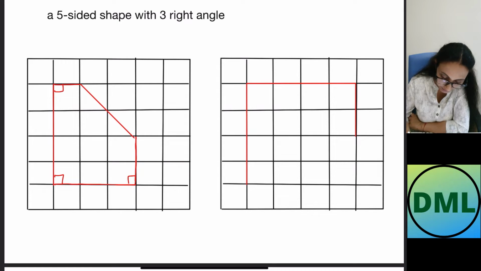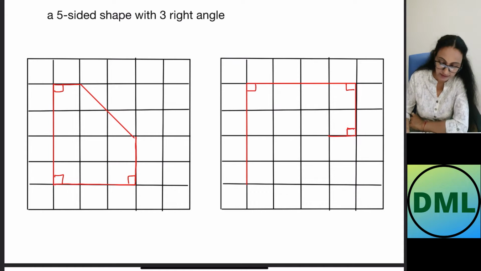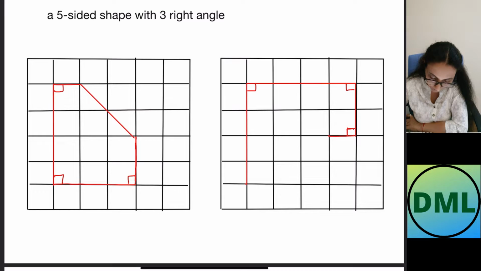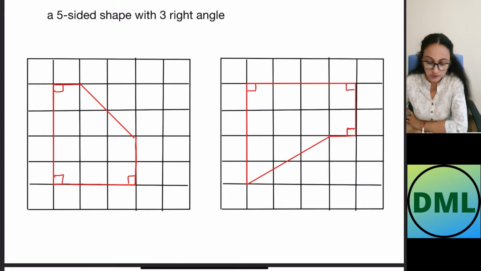So we have the angles here, 1, 2 and 3. We have 3 right angles and I need to join it with my 5th side. How many sides have I already drawn? 1, 2, 3 and 4 sides. So the 5th side I will join by joining this. Let's join it. This is my 5th side. So you can draw any shape, but it should have 5 sides and 3 right angles.